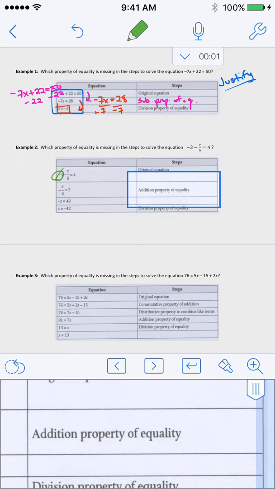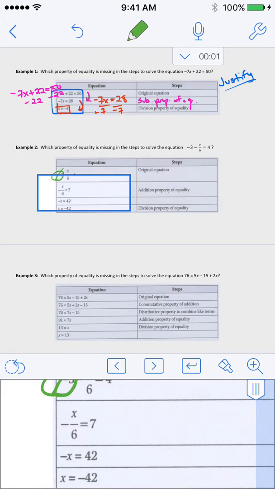So that's good. Next, we have this. So now how are we going to battle this negative x over 6? Well, let's think about this. If I were to add that to both sides, then the whole thing would go over to the other side, and I'd be left with 0 here. And that's not really what I want to do.